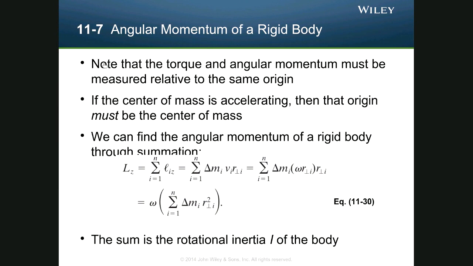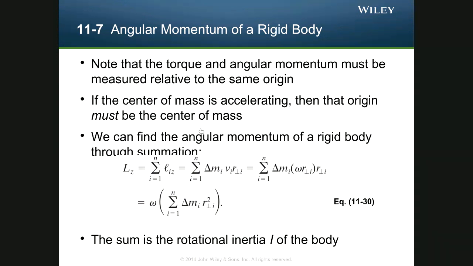I want to note that they've noted this 5 times in this chapter. That should let you know that it's important and that it confuses students regularly. It says, note that the torque and the angular momentum must be measured relative to the same origin. They keep talking about keeping your origins and your systems consistent. It's important. If the center of mass is accelerating, then that origin must be the center of mass. I don't really know what they're trying to get at there.